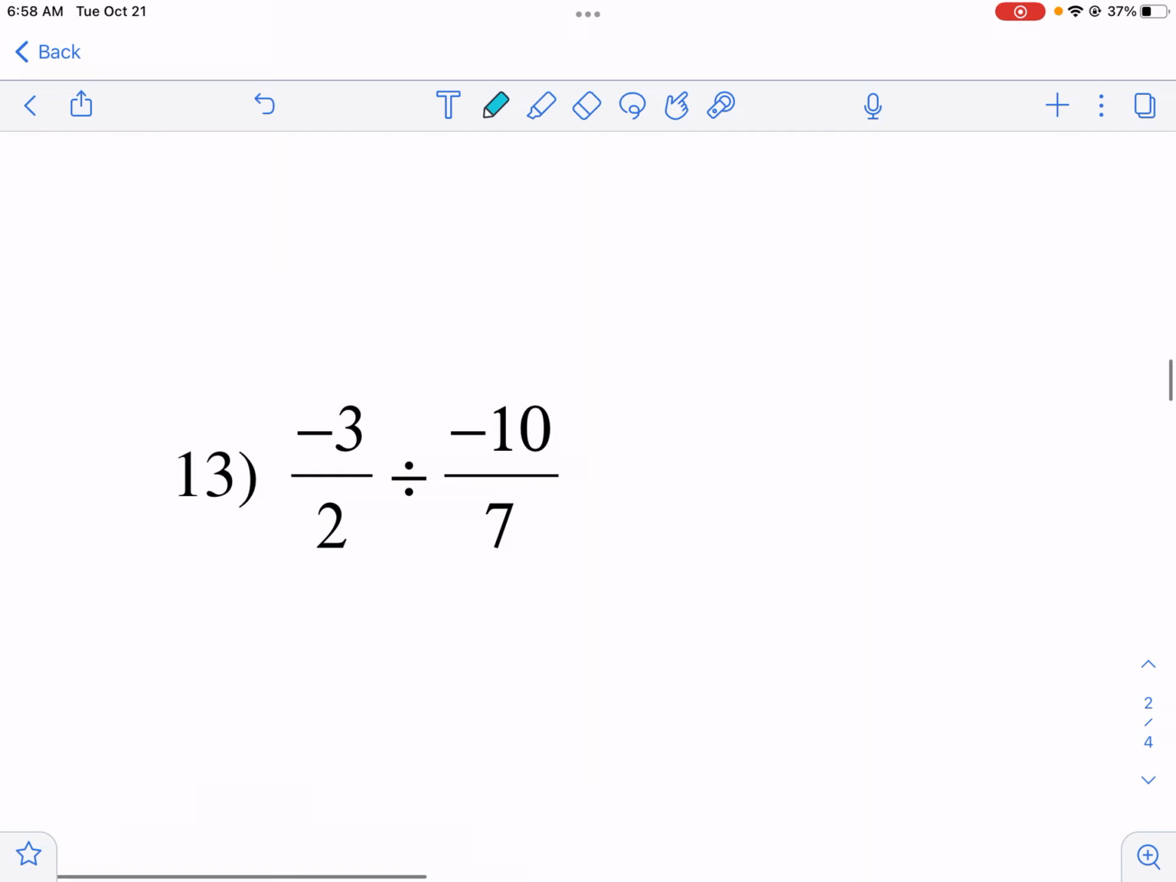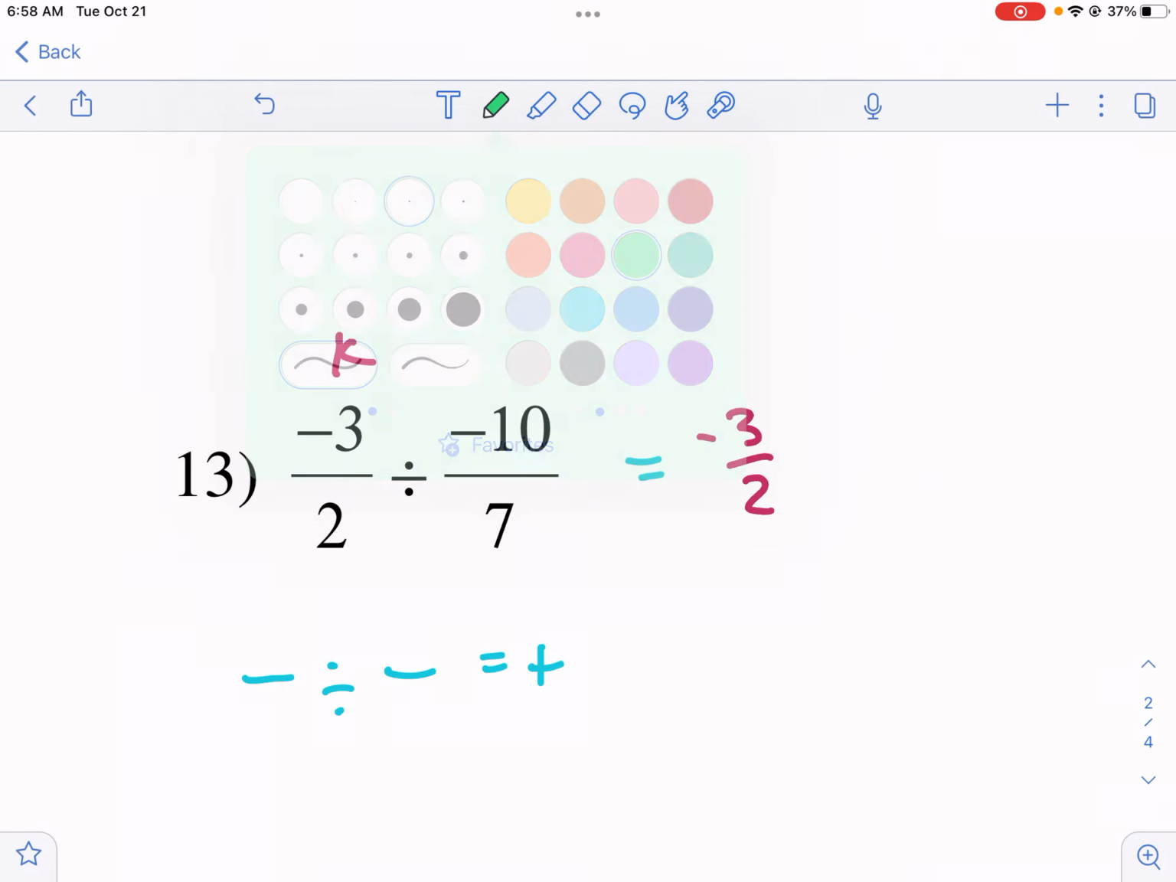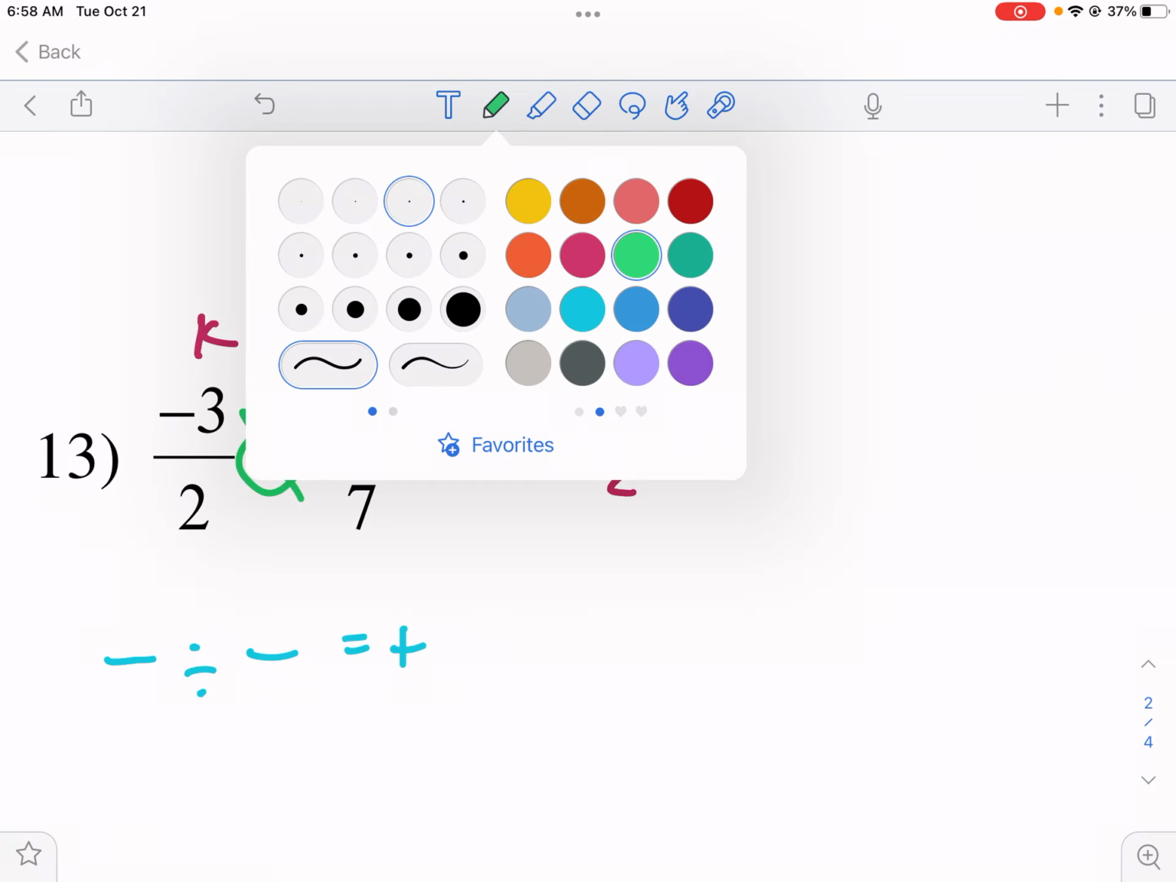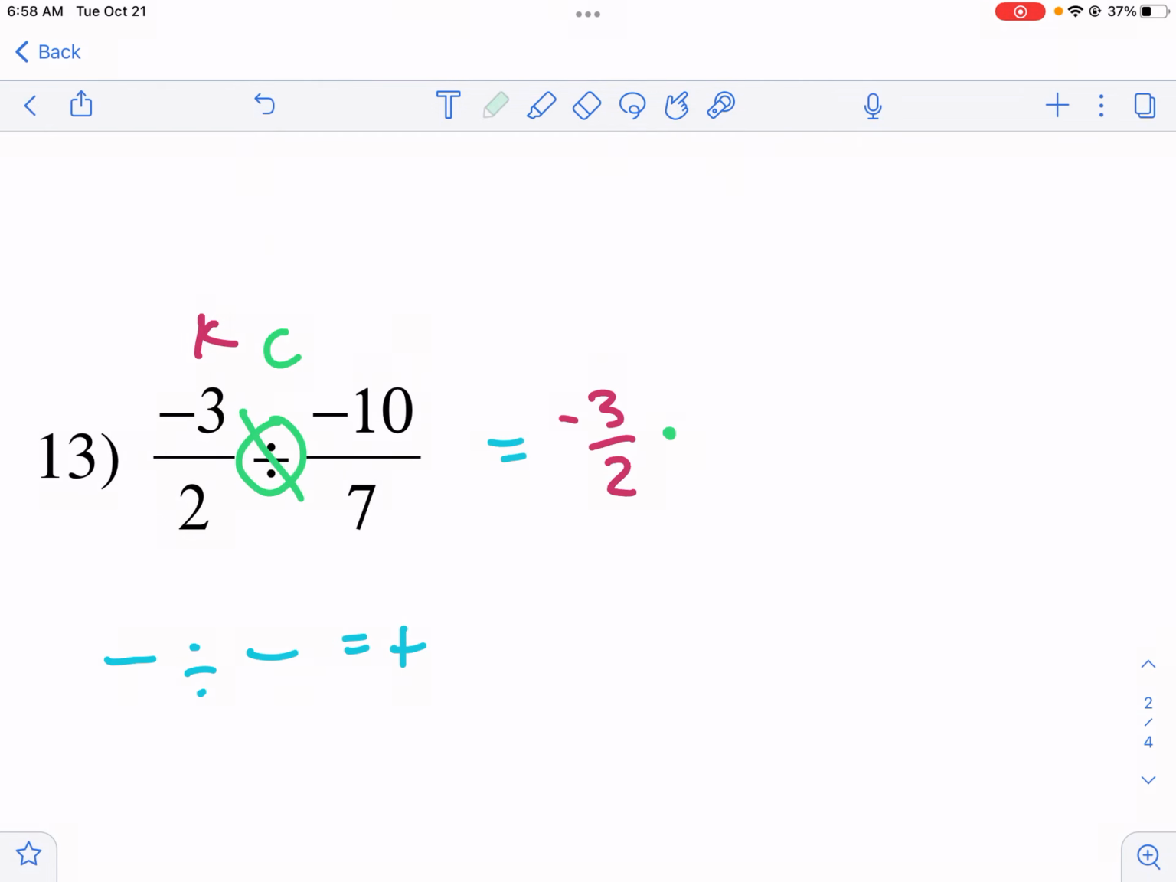Let's look at this one. Two negatives. So this is our first negative divided by negative, or negative times negative. We're going to end up with a positive answer, okay? So knowing that, I know my answer should be positive. Again, we are going to keep, so I'm going to keep that negative 3 over 2 the same. I'm going to change this division into multiplication, but I can't just do that without changing how the problem looks. I'm going to flip. So I'm going to flip this into 7 over negative 10.